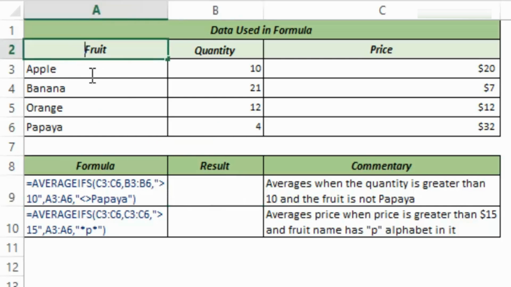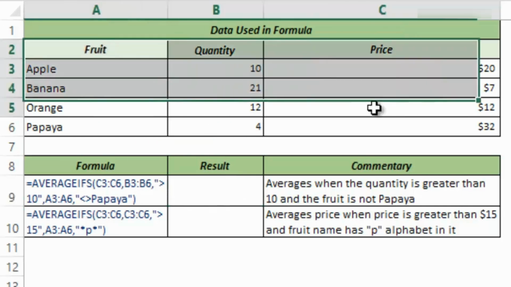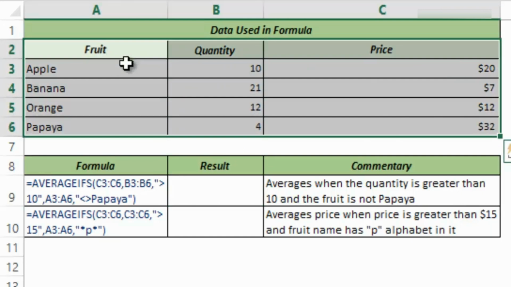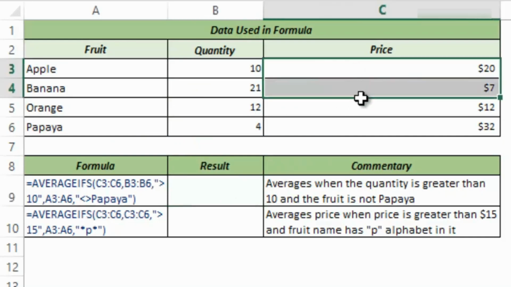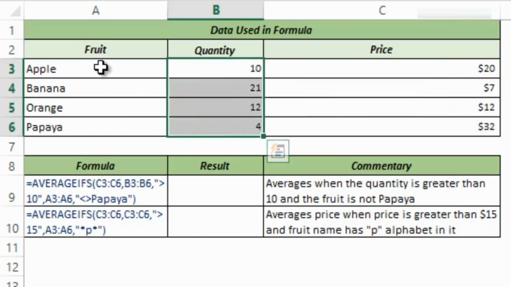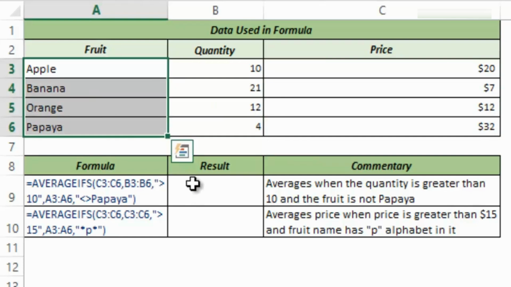I have some data here in cell A2 to C6. I have fruit's name, its quantity and its price. Now let me show you how to use AVERAGEIFS. Say I have a condition where I want to find the average price when the quantity is greater than 10 and the fruit is not papaya.